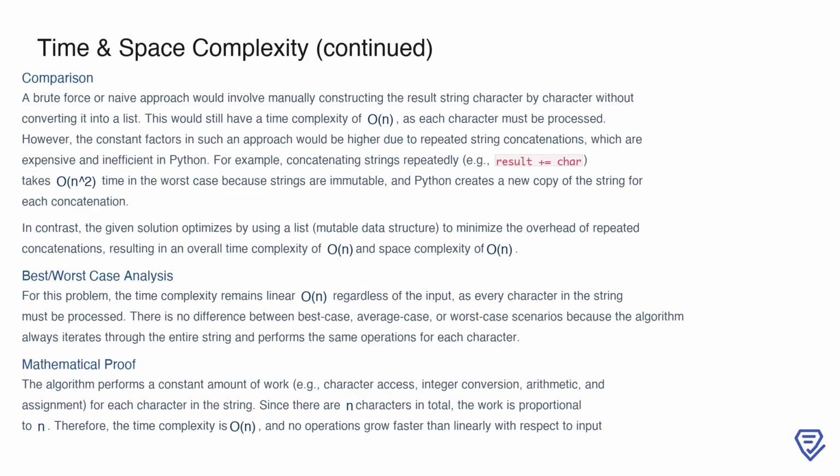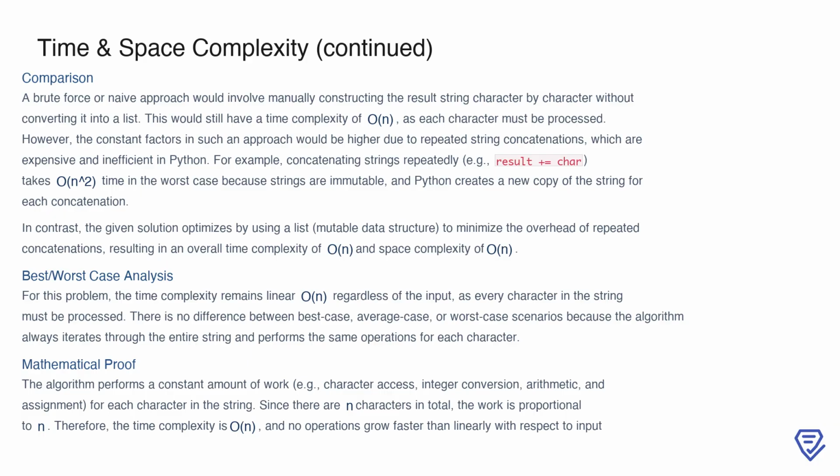Specifically, concatenating strings using operations like result += char can take O(n²) time in the worst case because Python strings are immutable. Each concatenation creates a new copy of the string, making the operation increasingly expensive as the string grows. The optimized solution avoids this overhead by using a mutable list to store intermediate results, minimizing the cost of repeated operations. As a result, it achieves the same O(n) time complexity with much smaller constant factors.